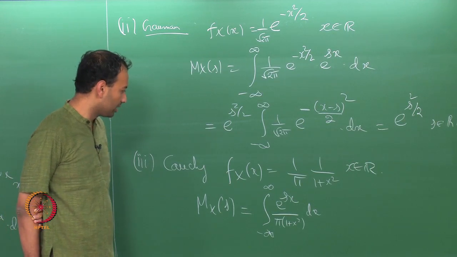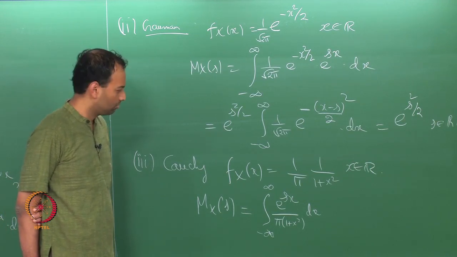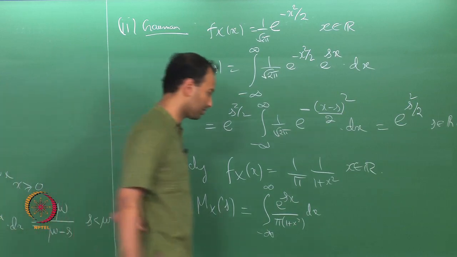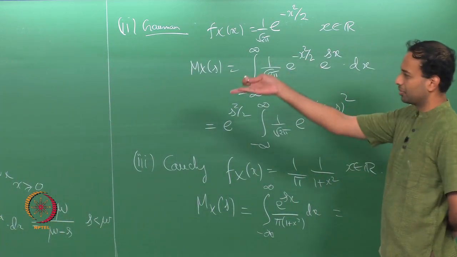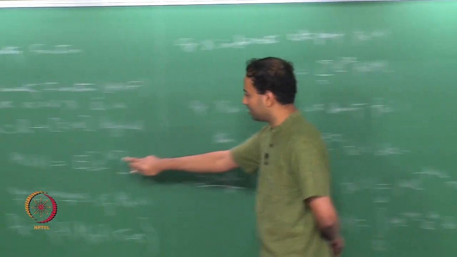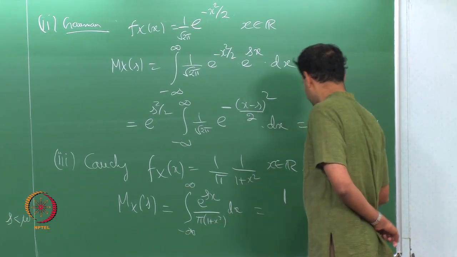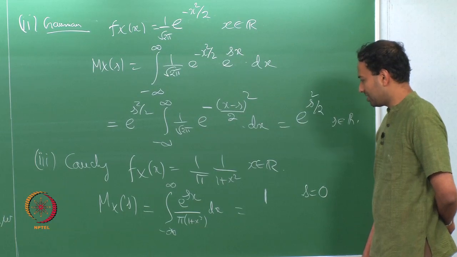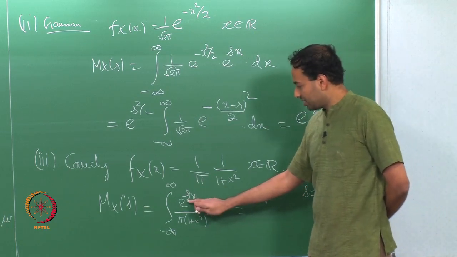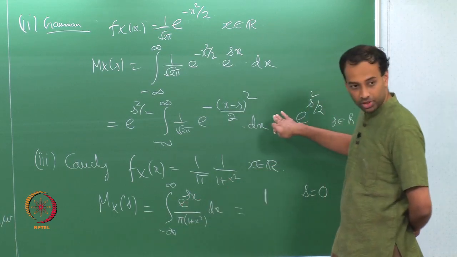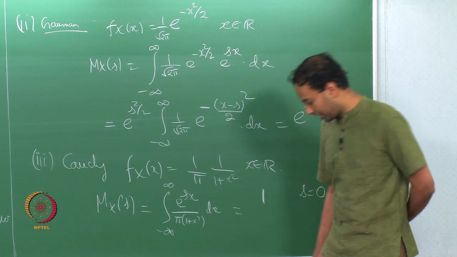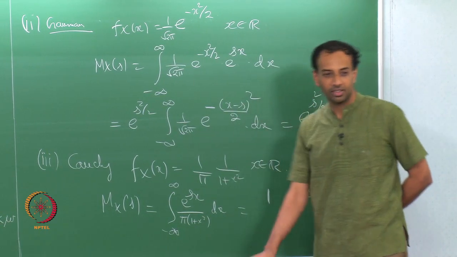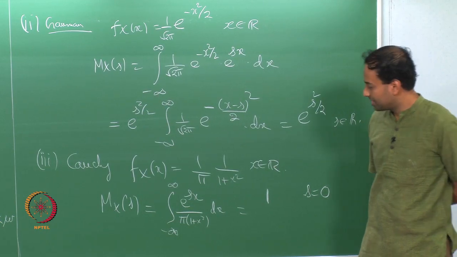If s is equal to 0, you get 1, because you are just integrating the PDF itself. By the way, if s is equal to 0, the expectation of this whole thing is 1. It is always 1; that is one of the properties I am going to state. But again pretending s is real, if s is greater than 0 you have a growing exponential competing with a decaying 1 by x squared type of term, so that will be infinity. But if s is negative, what happens?